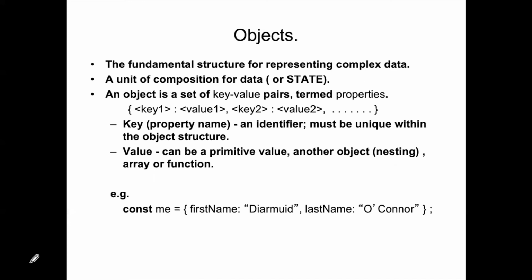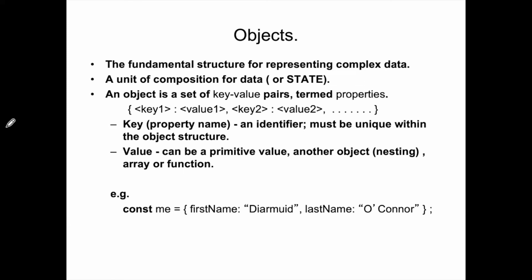So that's primitives, and there's no surprises there really. The more interesting part of data representation in JavaScript is the notion of an object. And I'm saying an object here, it's a fundamental structure. So it's been part of the language from day one. And it's the structure that we use for describing or for coding any kind of complex data. It's a unit of composition for data or state.